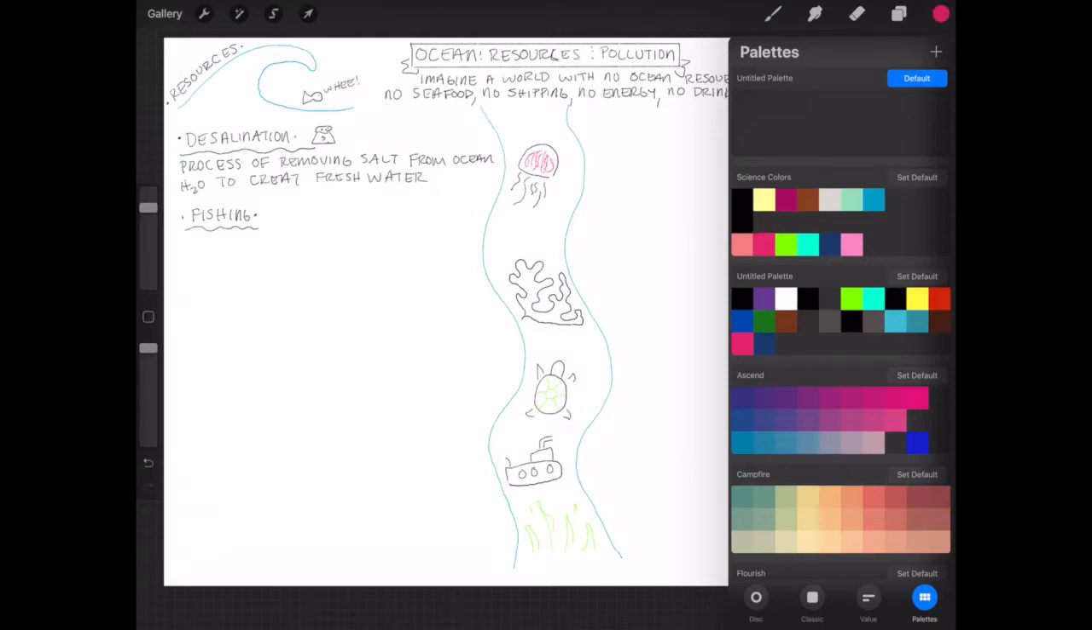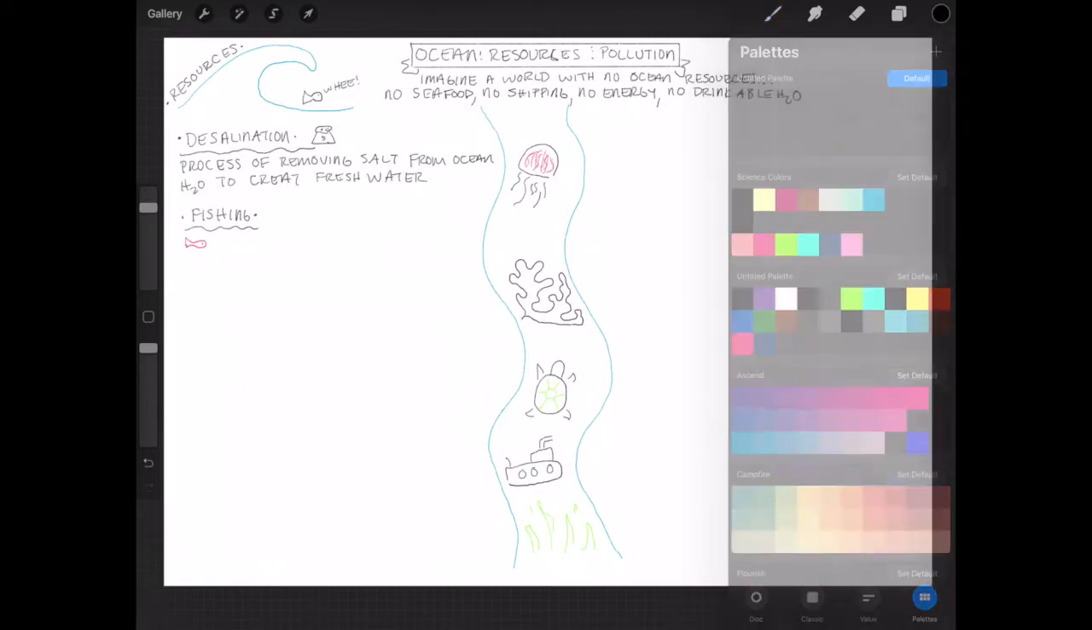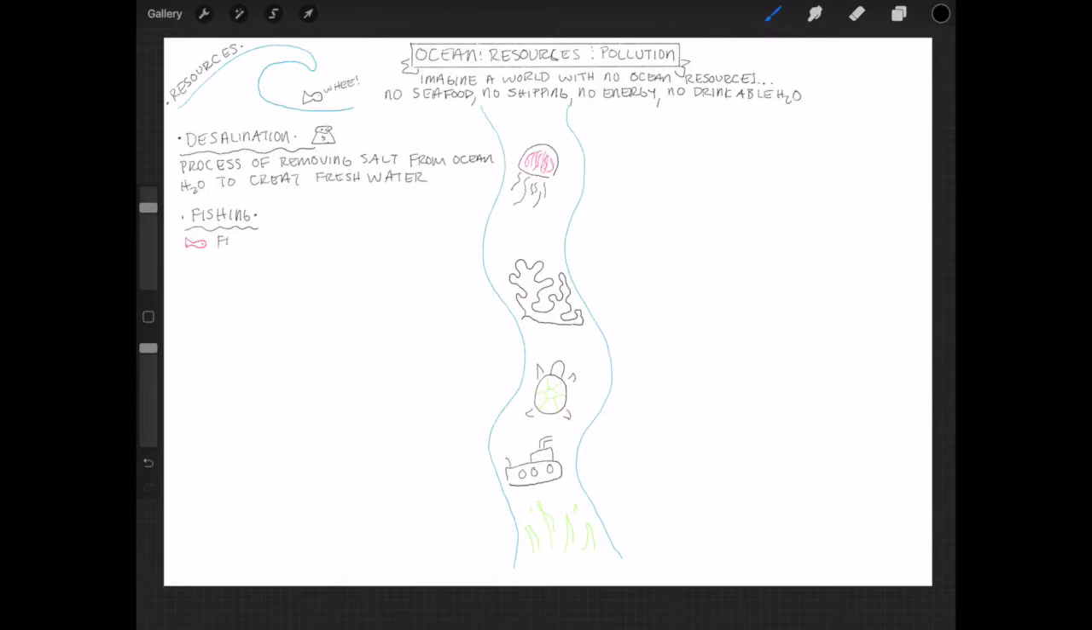And let's do a little razzmatazz fish here. Okay, so fish are the largest group of organisms taken from the ocean. Right? Fish, largest group of organisms taken from the ocean to be used for a variety of food. We also have ocean farming.